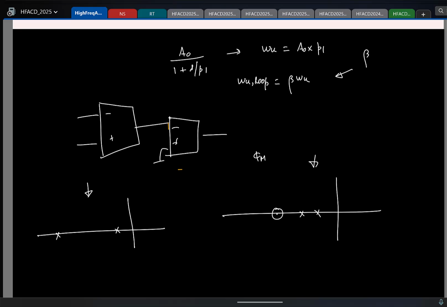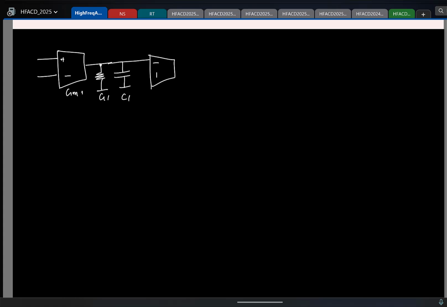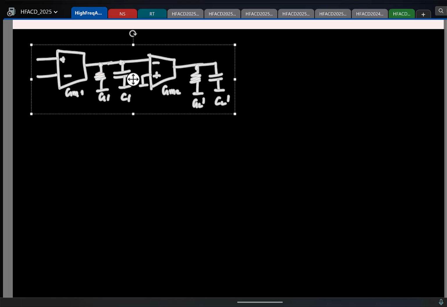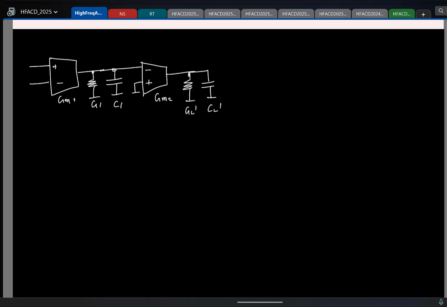So let's summarize that quickly. Let me just do Miller first. So this is the first stage, GM1. This is, let's say, G1 and C1. This is GM2. Let us say I club all the conductances here and call it GL prime and CL prime. So to compensate this, what did we do in Miller compensation? We put a capacitor across GM2.